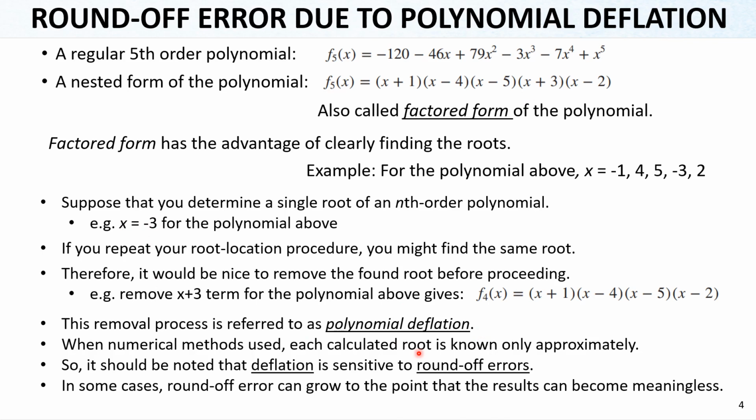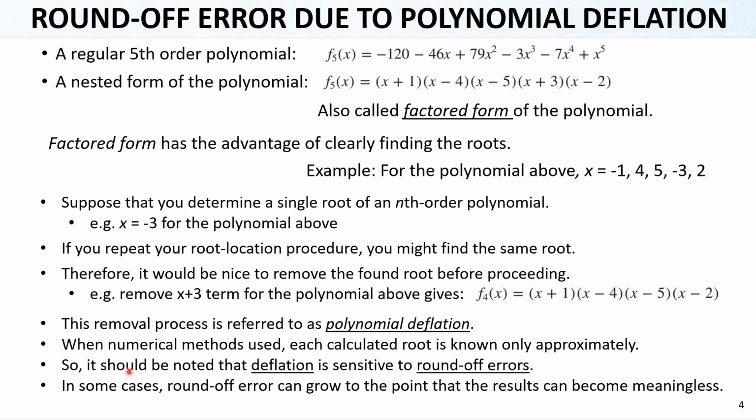Of course, if we exactly found x equals minus 3, there is no issue, we can easily remove it, and there is no round-off error. But in numerical methods, the calculated root is not identified exactly. It is identified as an approximation, let's say 3.008. And then if we want to eliminate this from the equation, it will create a round-off error, and it's because of the deflation.